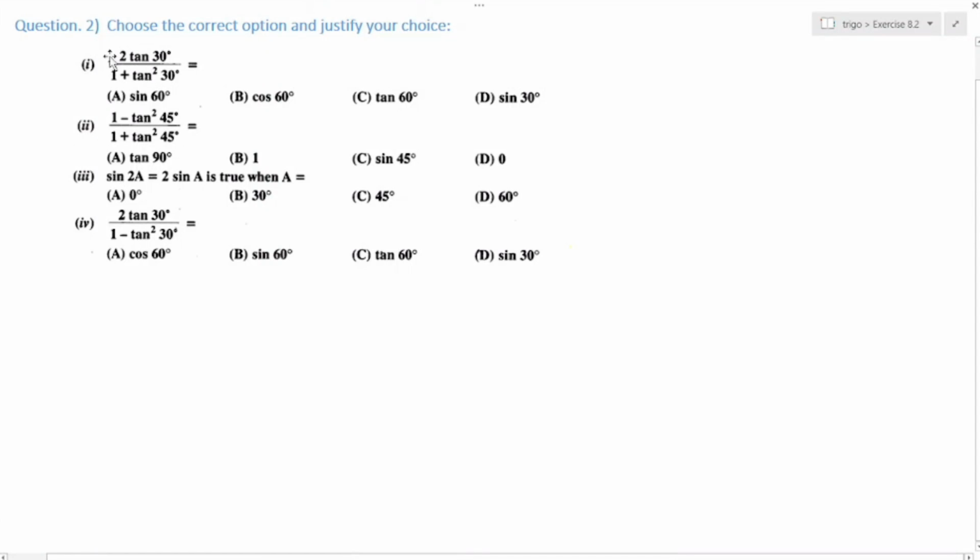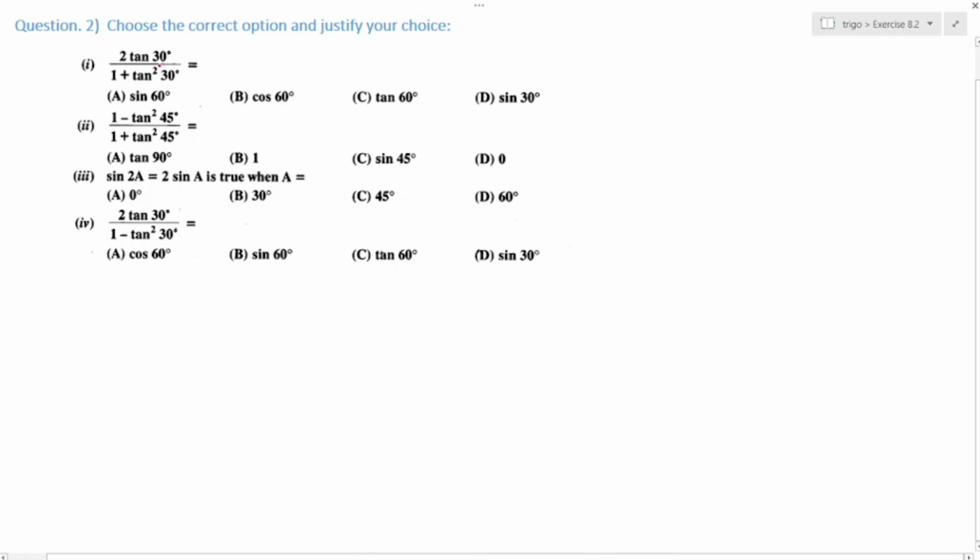Here we have given 4 MCQ type questions, right? And we have to choose any one option from these 4, A, B, C, D, and we have to justify our answer. Okay, so let's first of all look at question number 1.